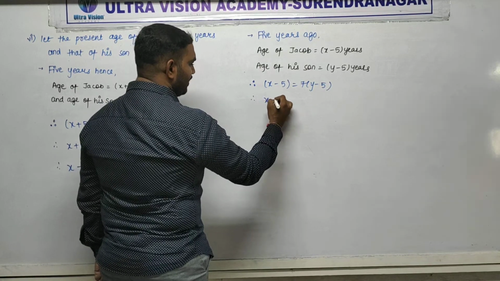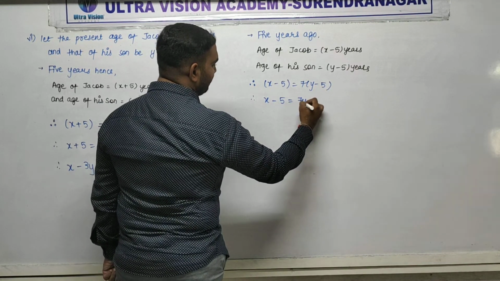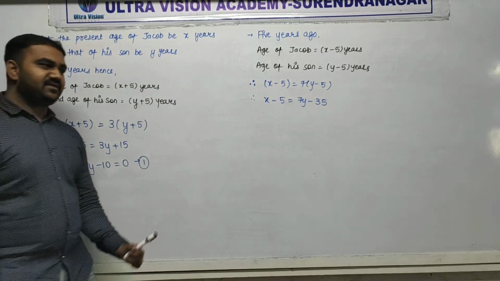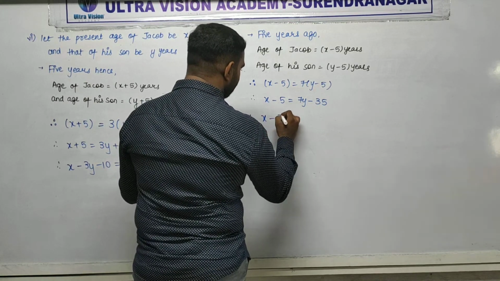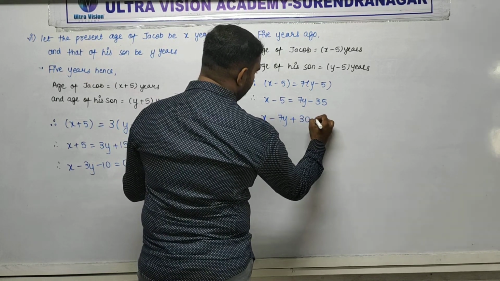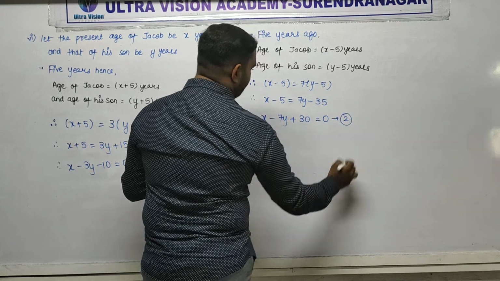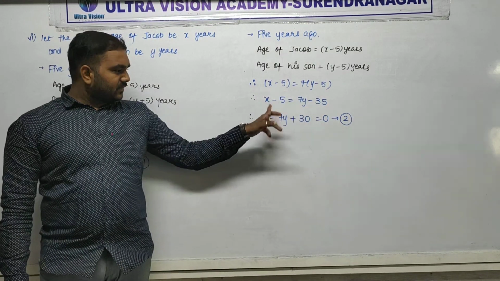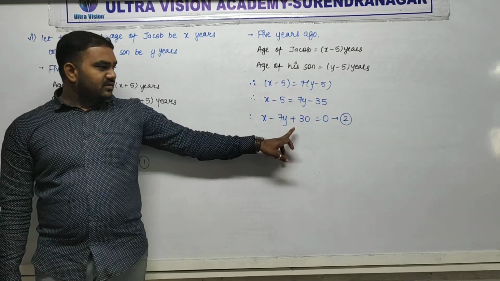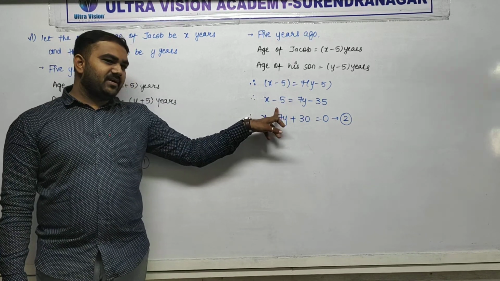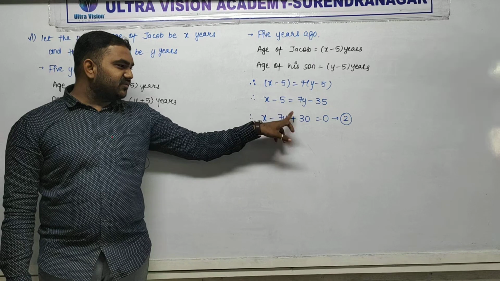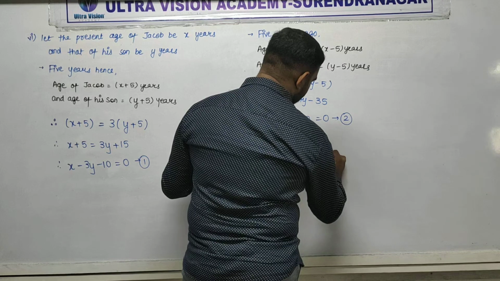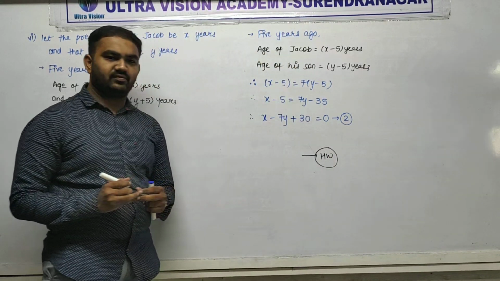Multiply everything, sorry, not everything, 7. That is 7y minus 35. Take that 7y minus 35 on the left side. You will get x minus 7y plus 30 equal to 0. Again check: 7y on this side becomes minus 7y, this minus 35 coming here becomes plus 35, minus 5 that is 30. Right? So we got both of the equations, that is this.